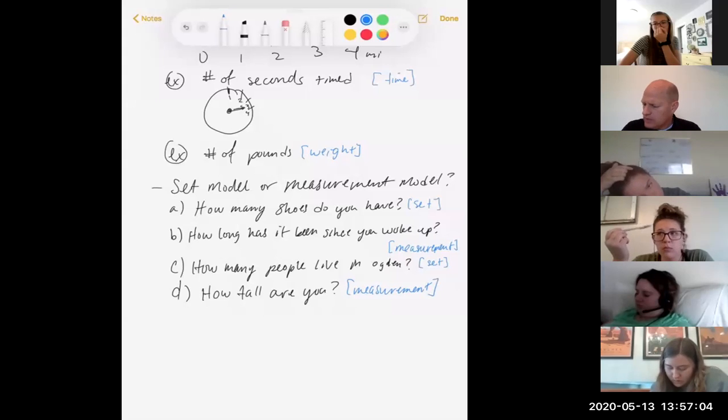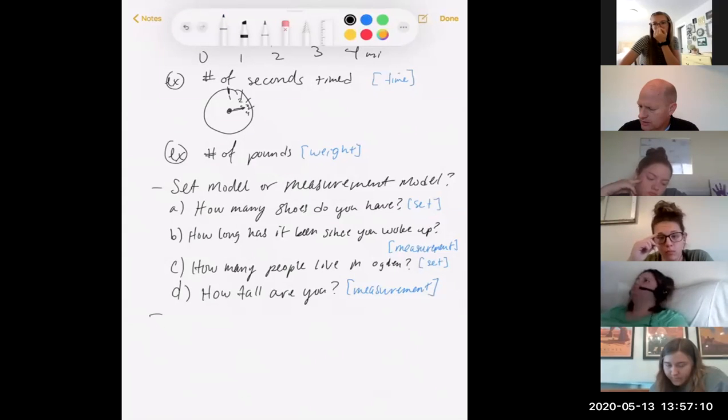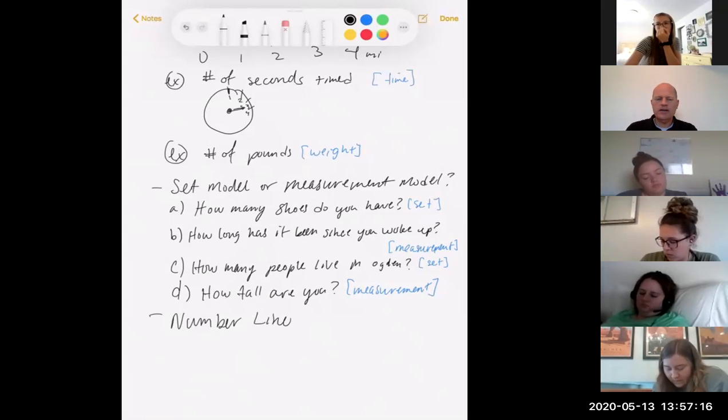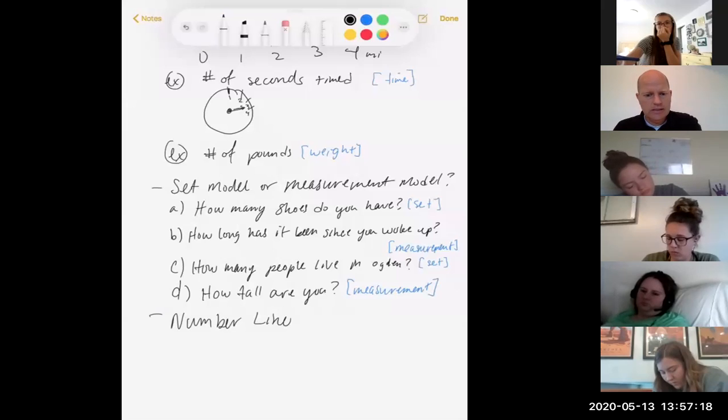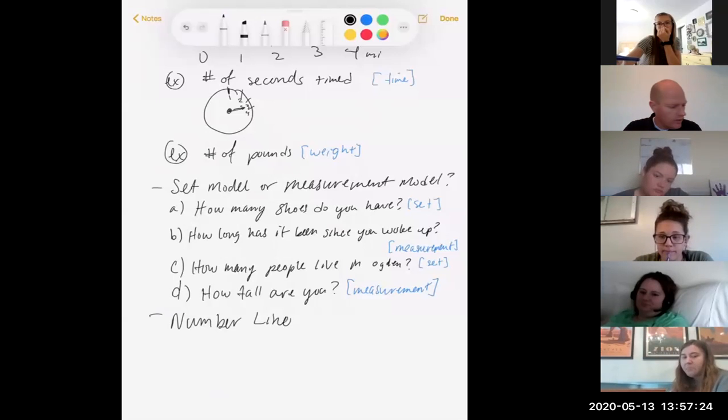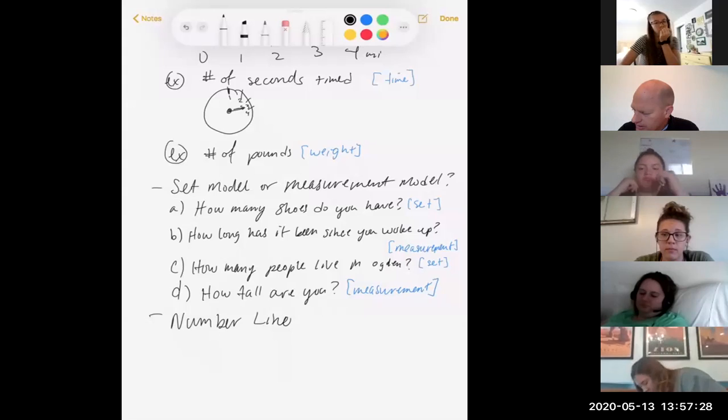In mathematics, we have a number line. Number lines are very helpful, so I introduced that up there. I don't know how you guys feel about number lines, but do we all know and love number lines? Why are number lines so good? Why are they powerful? The number line is the measurement model.